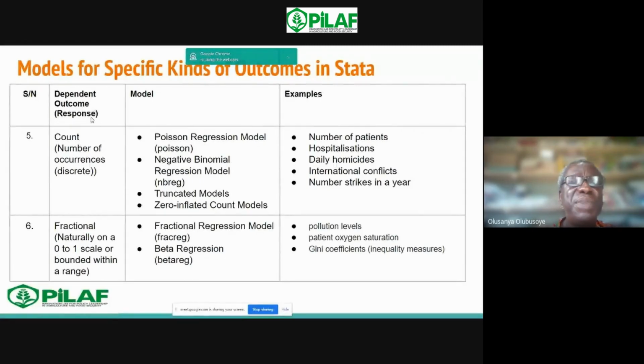The other type of dependent outcome that you can have is the dependent outcome that is a count variable, in which case it is discrete. It's only counting the number of cases, number of accidents, number of aircraft landing, number of aircraft taking off, number of passengers arriving, number of insects, and so on. If it's about counting discrete, then you can use Poisson regression model, negative binomial regression model, truncated models, zero-inflated count models. These are all meant for outcomes that are count.